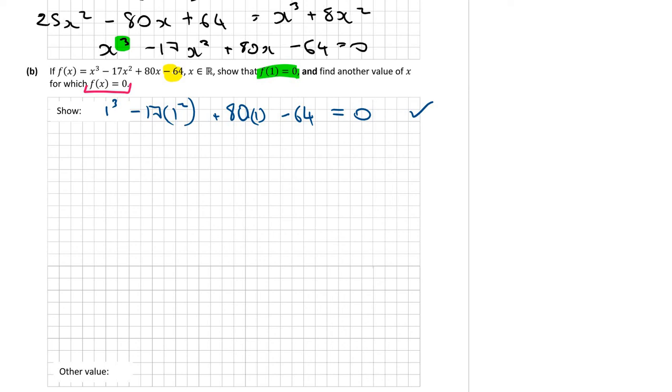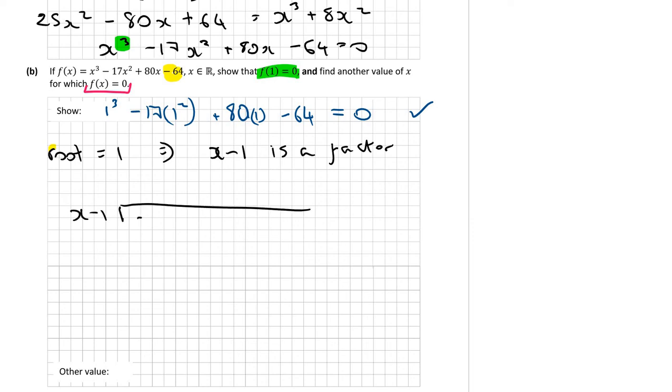If we know the root, so the first root is equal to 1, therefore x minus 1 is a factor. So that means when I divide x minus 1 into the cubic, x cubed minus 17x squared plus 80x minus 64, I'll end up with a quadratic equation, and I will get the other factors from that. There's a number of ways of doing it. You can do the long division method, you can use the box method if you want, or any other methods.